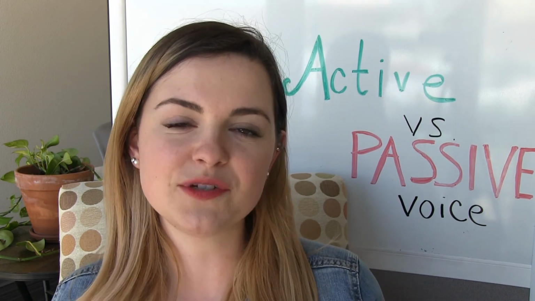Alright, I know that was a lot of information, so let's do a quick recap. To review, active voice is when a subject does an action to an object, and it's often used in English and creative writing. Passive voice is when an object has an action done to it by a subject, and it's often used in scientific writing.